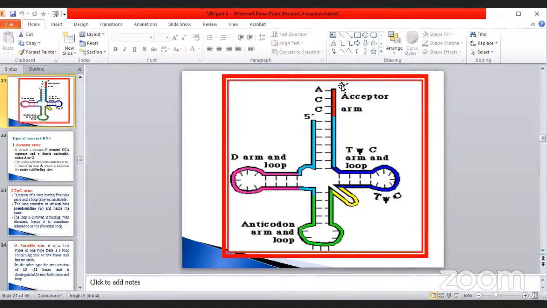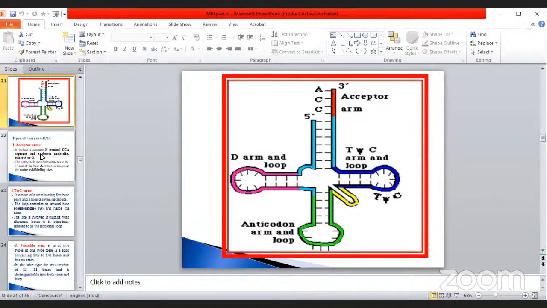See, this portion is called the acceptor arm, where the amino acids attach. This one is called the T-C arm. This one is the anticodon loop. This one is called the D arm and loop. This is the 5' end. This one is called the 3' end. Sometimes they may ask the question, on which side is the acceptor arm present? 3' end. Don't forget, my dear.